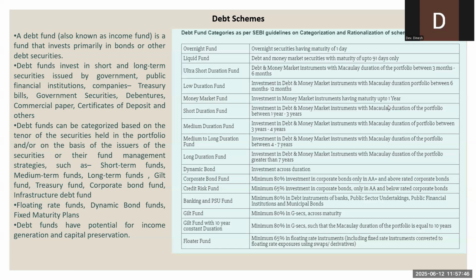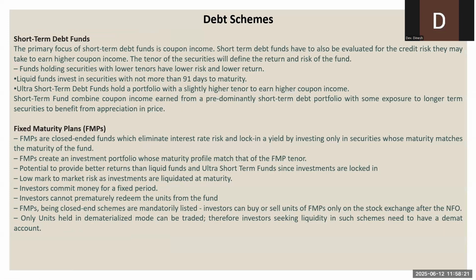Short duration fund is 1 to 3 years. Medium duration fund, debt and money market instruments with duration between 3 and 4 years. Long duration fund, 4 to 7 years. Long duration fund is above 7 years, sorry. Corporate bond fund, 80% to be in AA plus rated corporate bonds. So like this, there are multiple debt schemes available where the investment follows a particular guideline.